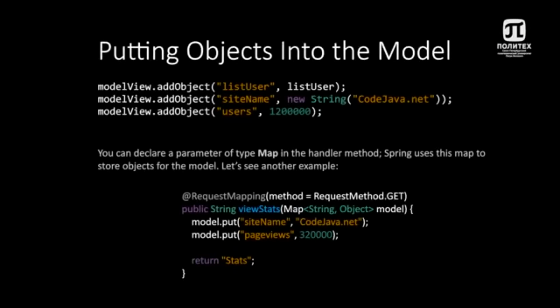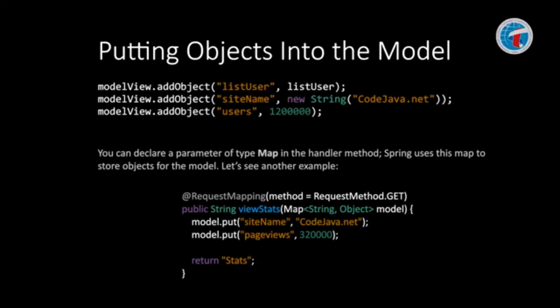In an application that follows the MVC architecture, the controller should pass data into the model, which is then used in the view. As we see in the previous example, the addObject method of the model and view class is for putting an object to the model in the form of a name-value pair.